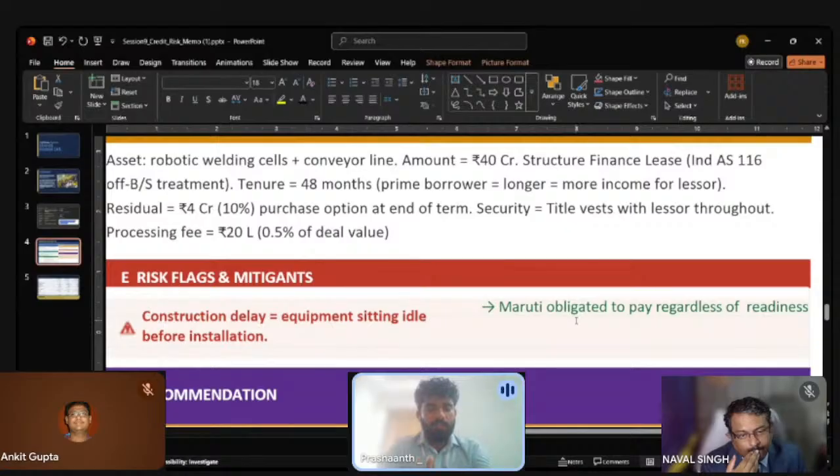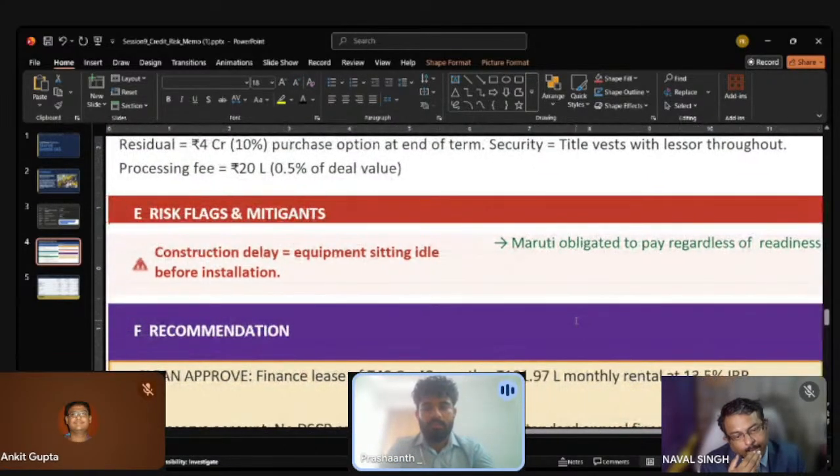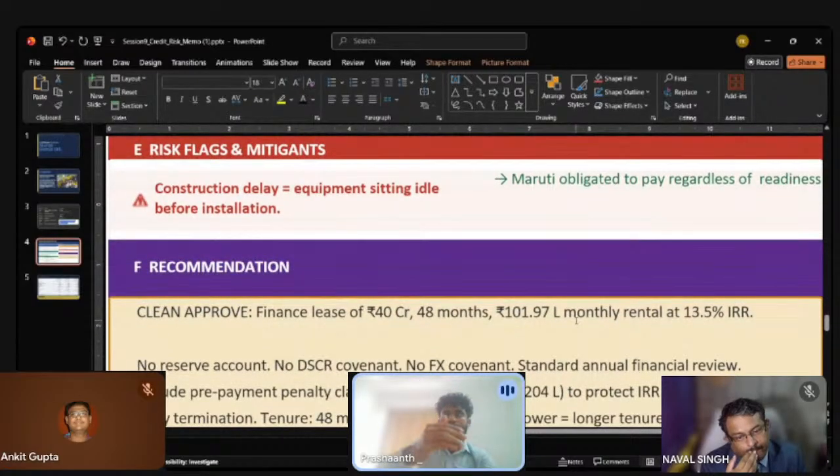One is the construction is getting delayed, due to which the plant is sitting idle right before installation. We'll have to create a covenant that basically mandates them to pay regardless of the state of readiness of the plant. So that is one thing. And secondly, as we discussed, there's always the risk of obsolescence. A better product might come from East Asia, it could come from North America or wherever. So definitely competition is something that we should look out for, and the effects that it will have on technological obsolescence.